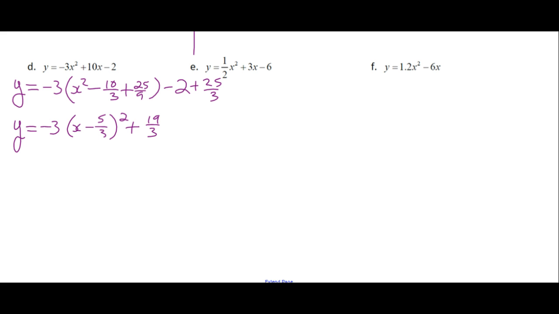Okay, 19 over 3, yeah. Okay, everybody following? If you're not, say something. Once you practice this on your own, you've got to do 10 or 15 of these, and it'll be pretty much second nature. But you've got to do 10 or 15 of these.